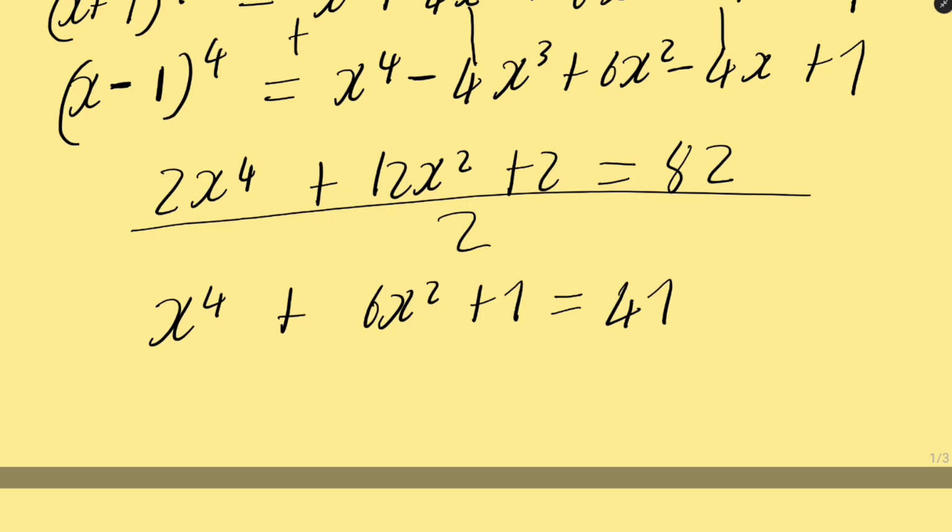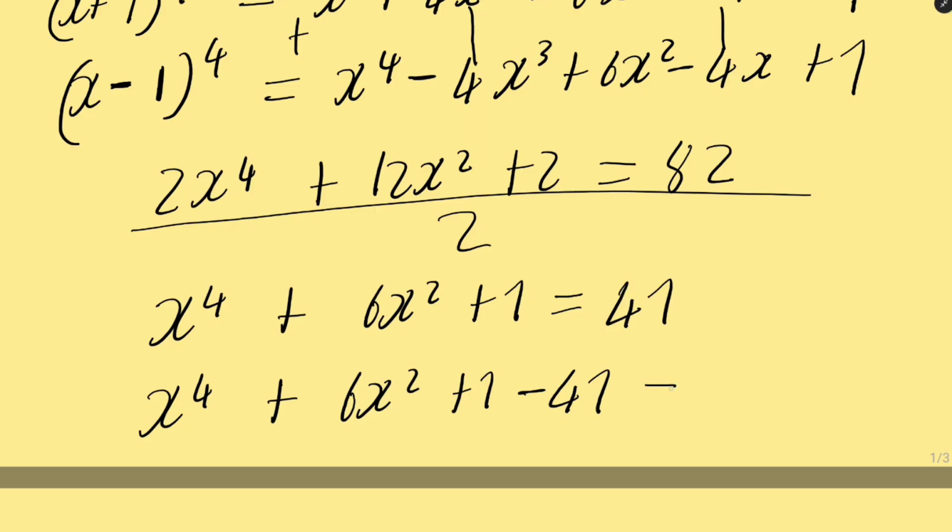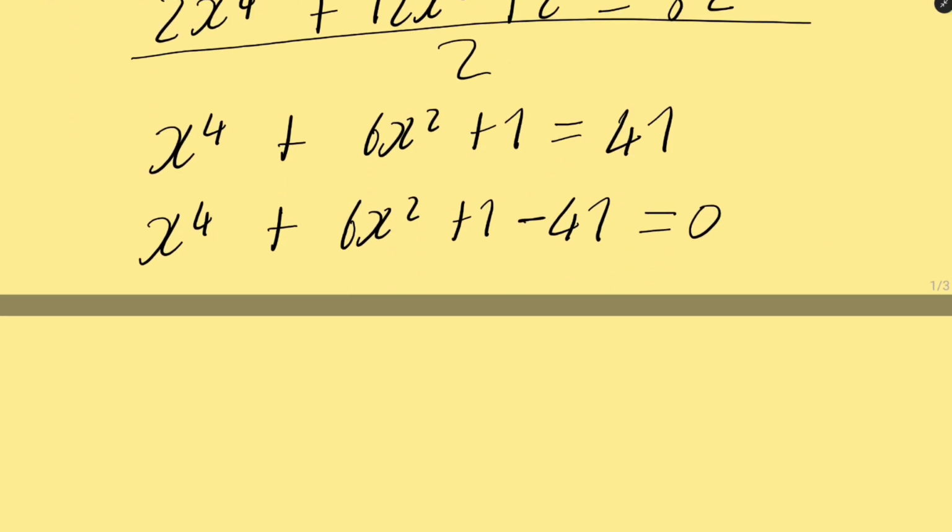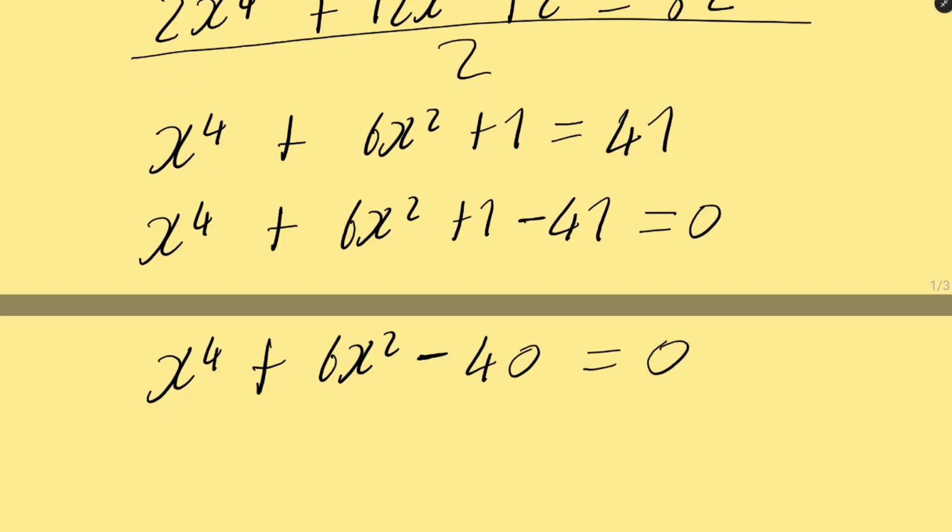From here, we will send 41 to this side, and in mathematics, when you send 41 to that side, it gives us x^4 + 6x^2 + 1 - 41 = 0, which finally gives us x^4 + 6x^2 - 40 = 0.